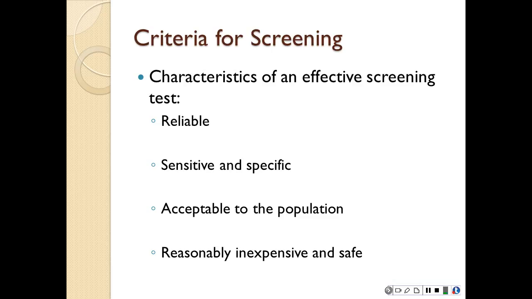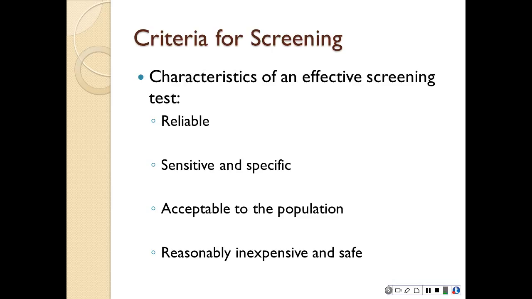Sensitivity and specificity are ways that we assess validity. Now, validity means, are you getting the true answer? Are you truly measuring what you think you're measuring? In epidemiology, and for screening tests at least, we use sensitivity and specificity to determine whether or not we truly are measuring what we think we're measuring. We'll talk about these more in a second.